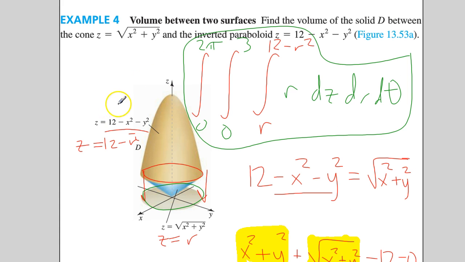Alright, that'll do it for this video. That is cylindrical coordinates, and we'll get into spherical coordinates in the next video.